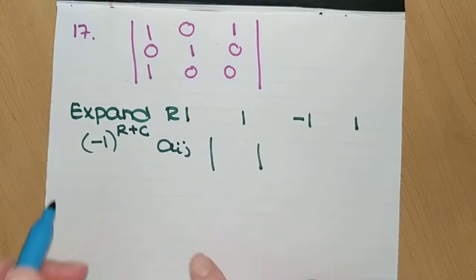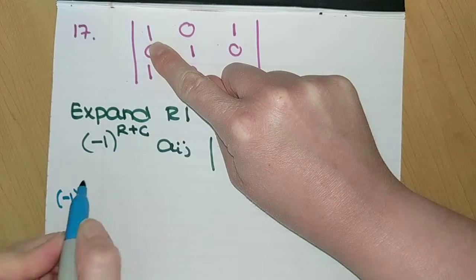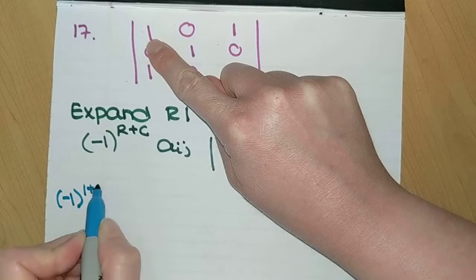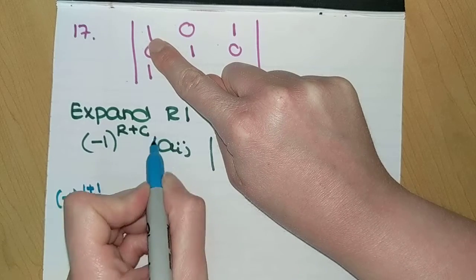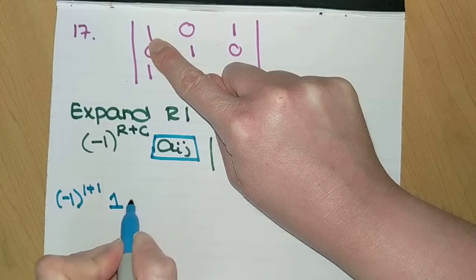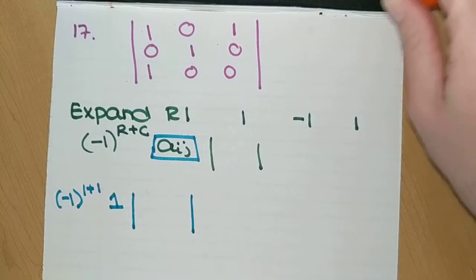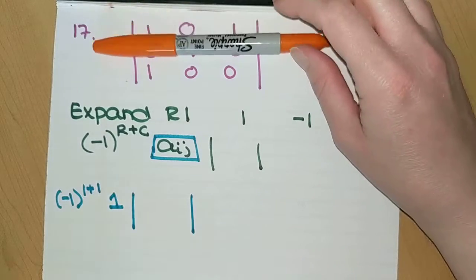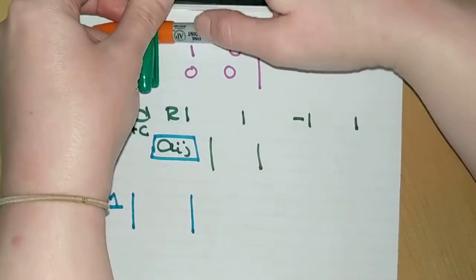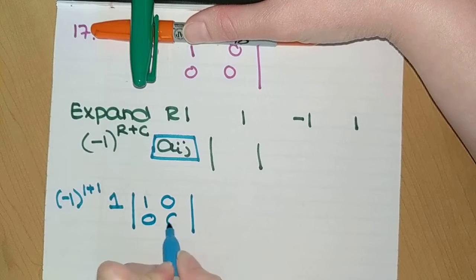All right, so expanding along row 1, I would start off with -1 raised to the row 1 plus column 1. Then I multiply that by the matrix entry, which is currently at 1, and then multiply that by the determinant that results from crossing out row 1 with column 1. So that determinant would be 1, 0, 0, 0.